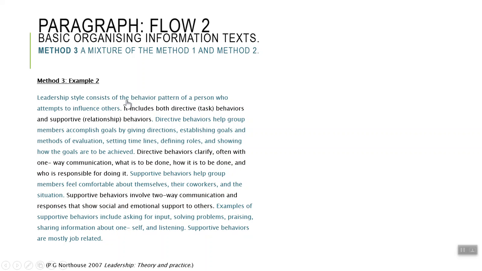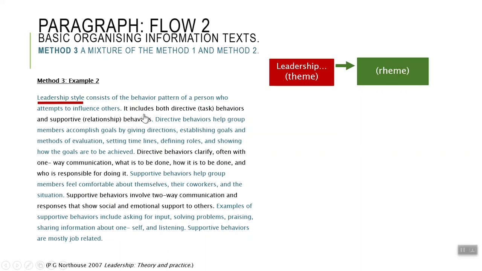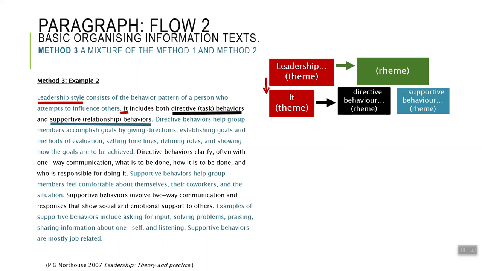This is with how many sentences? 1, 2, 3, 4, 5, 6, 7. 7 sentences. And then you can pause and work out this flow, Theme-Rheme flow, in the notebook. So, leadership style consists of behavior patterns of a person who attempts to influence others. It includes both directive task behavior and supportive relationship behavior. So it has two things going on, and that's not wrong either. But you have to remember, you must talk about these two now.